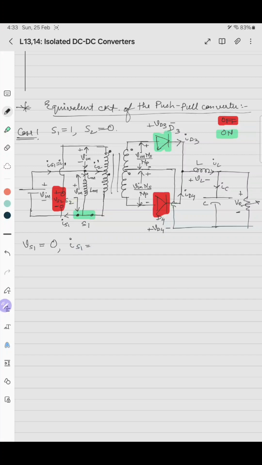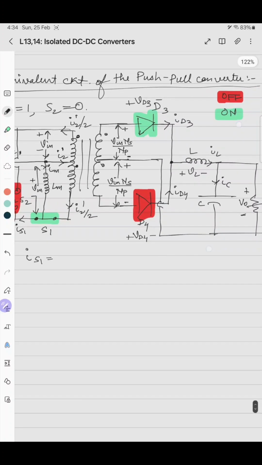What is IS1? If this is I2 dash, this will be I2 dash by 2, and this current will be I2 dash by 2. So why I2 dash is because this current ID3 will be what? IL current to flow here, and this current will be 0.